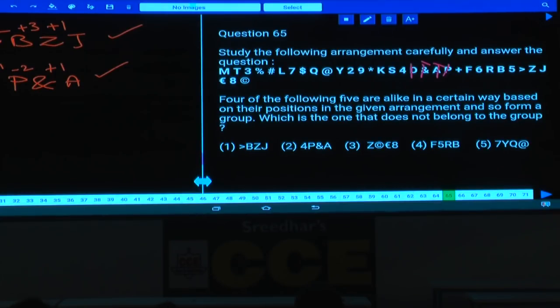Isn't it? Then the third one, Z, copyright, pound and 8.